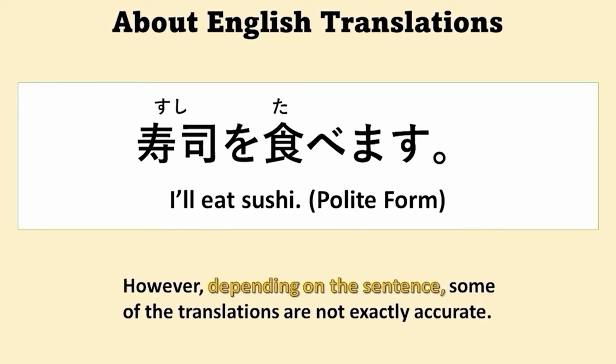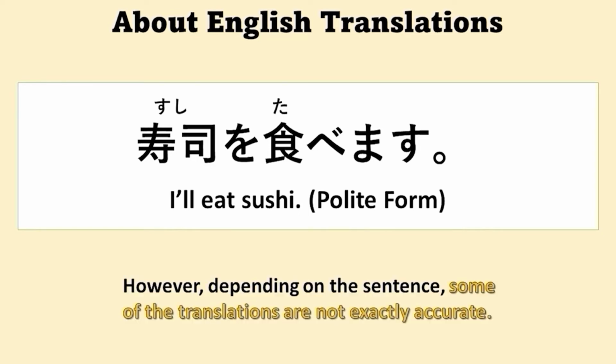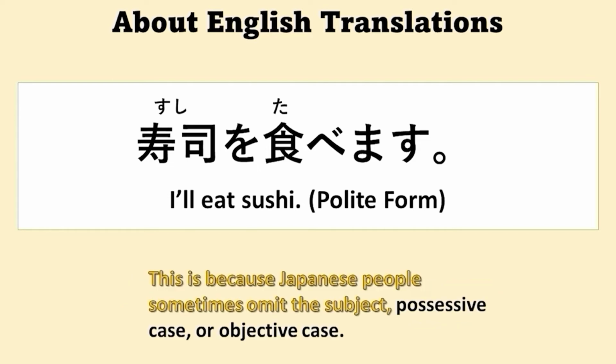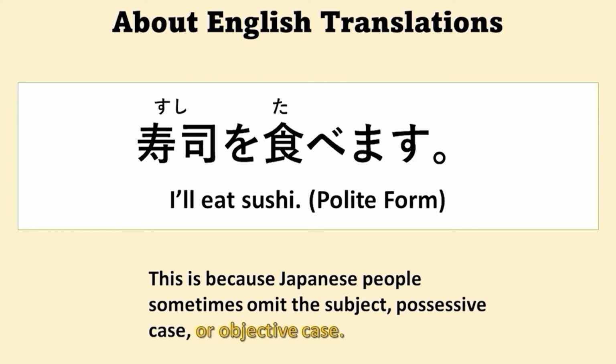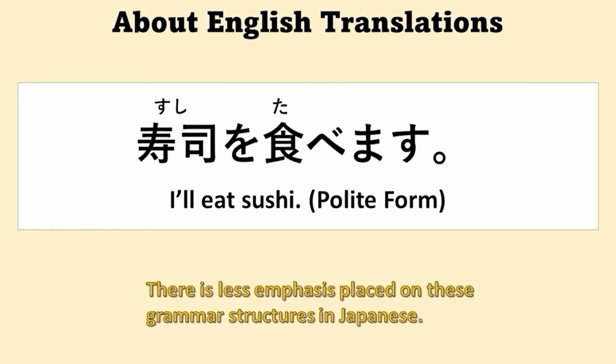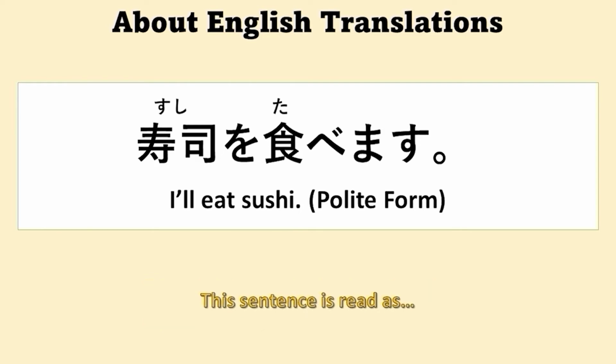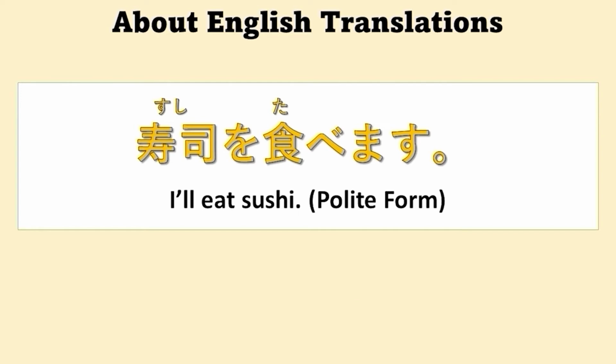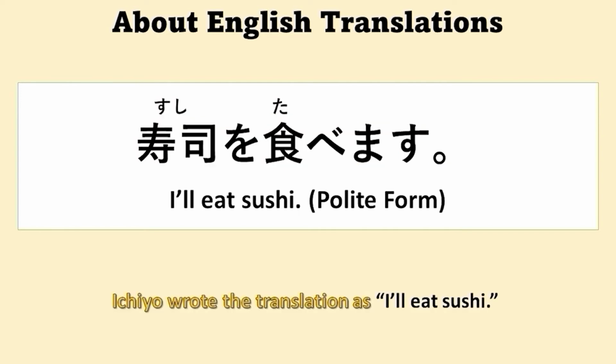However, depending on the sentence, some of the translations are not exactly accurate. This is because Japanese people sometimes omit the subject, possessive case, or objective case. There is less emphasis placed on these grammar structures in Japanese. This sentence is read as 寿司を食べます。 Ichiyo wrote the translation as, I'll eat sushi.